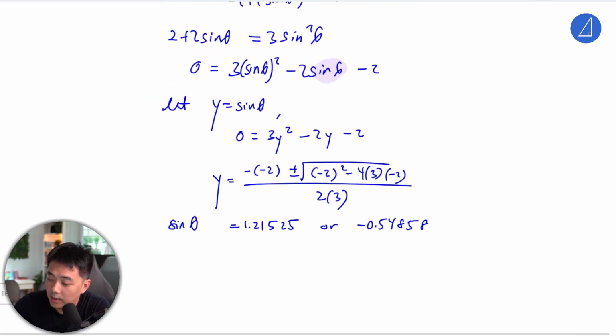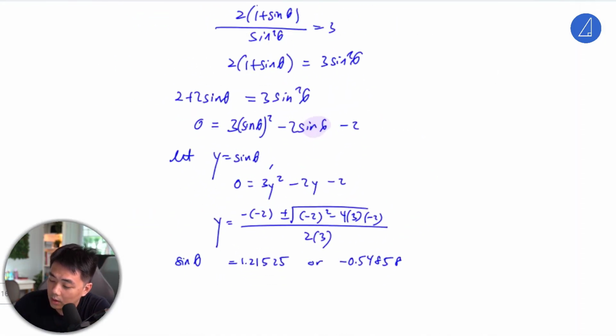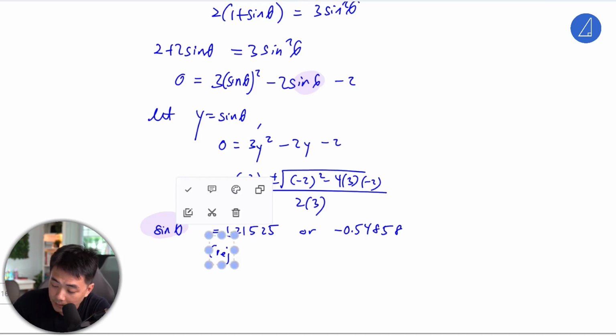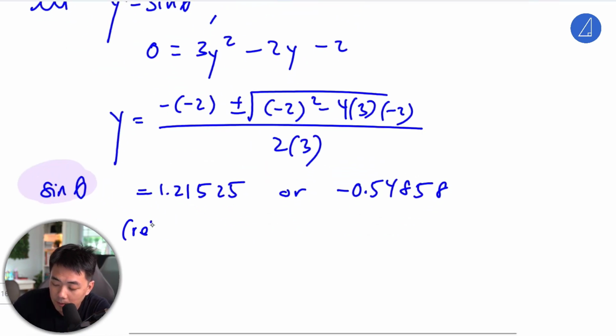So the main thing to understand is that sine theta is always between 1 and -1. So you have to reject this, because this is a value bigger than 1. So in this case, we reject it, as sine theta is between -1 and 1. Okay, so we know sine theta is equal to this.